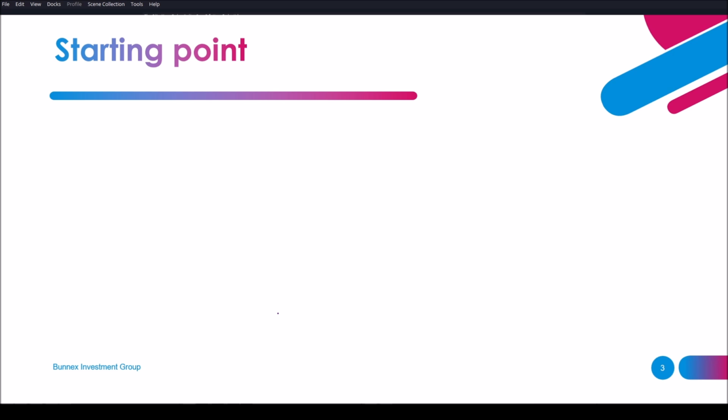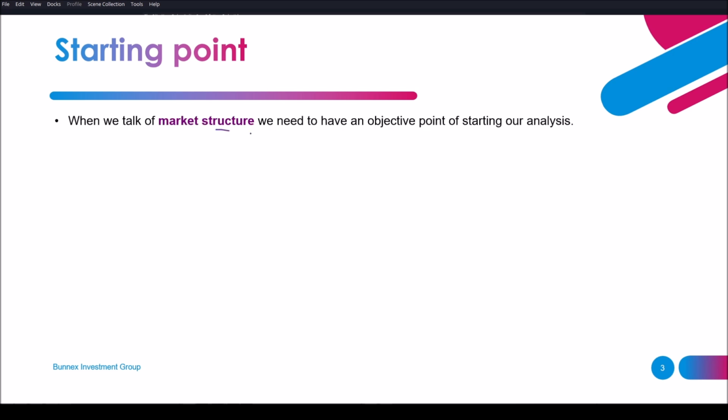Firstly, the starting point. When we are given any tradable asset, do we know what we do? That's the very first thing that is required for us to get the rightful entries. So when we talk of market structure, we need to have an objective point of starting our analysis. Where are we going to start our analysis?